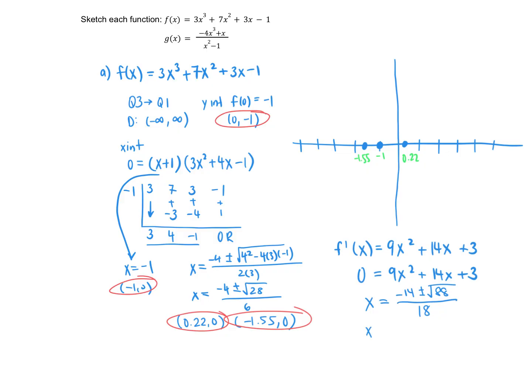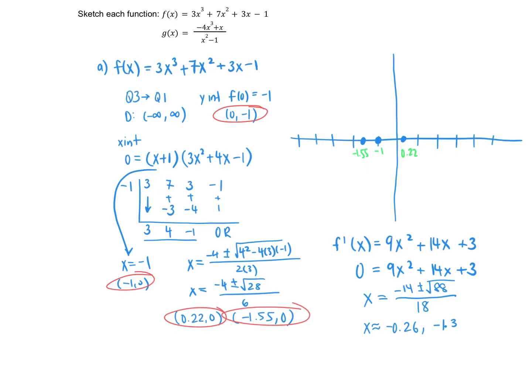And we get approximately -0.26 and -1.30, so 1.3 for our critical points. Now I am going to do a sign analysis to see if they're max or mins, and then I'll also find the actual coordinates themselves to plot.